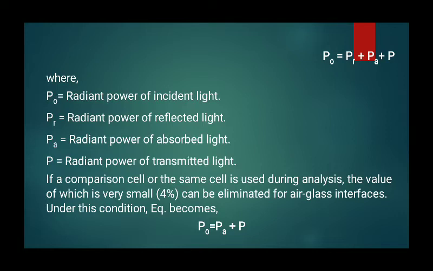If a comparison cell or the same cell is used during analysis, the value of PR is very small, nearly equal to 4%, and can be eliminated for the air-glass interface. Under this condition, the equation becomes P0 is equal to PA plus P. That means the radiant power of incident light is the sum of the radiant power of absorbed light and the radiant power of transmitted light.